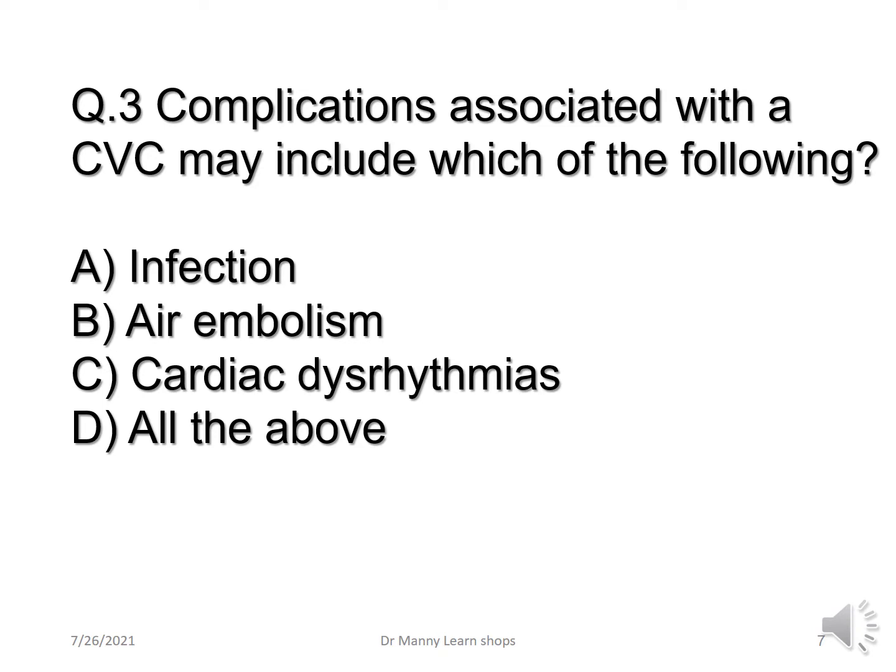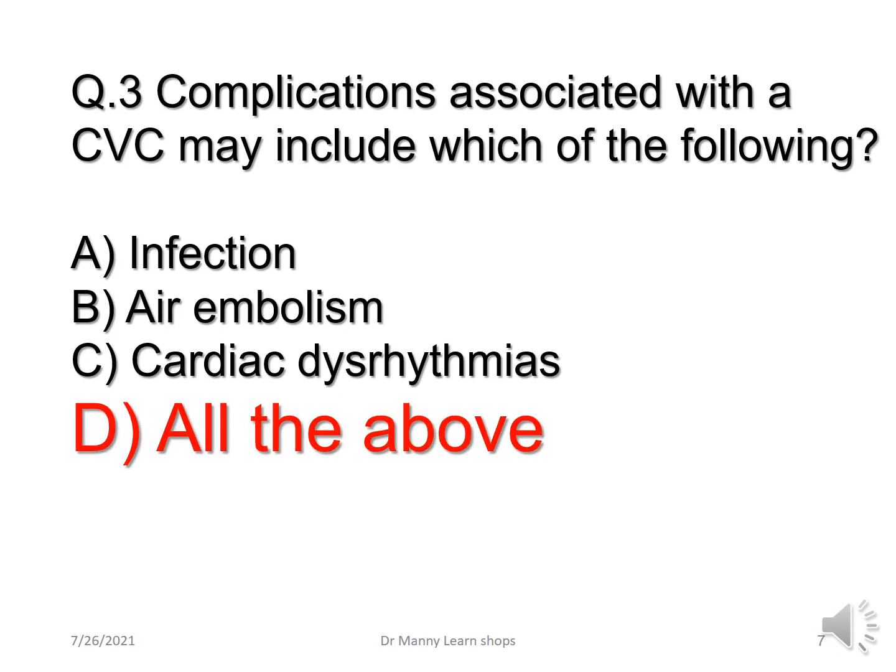Okay, question 3. What are some of the complications that could occur if someone has a central venous catheter? It could include which of the following? Infection, air embolism, cardiac dysrhythmias, or all of the above? The correct answer is all of the above.